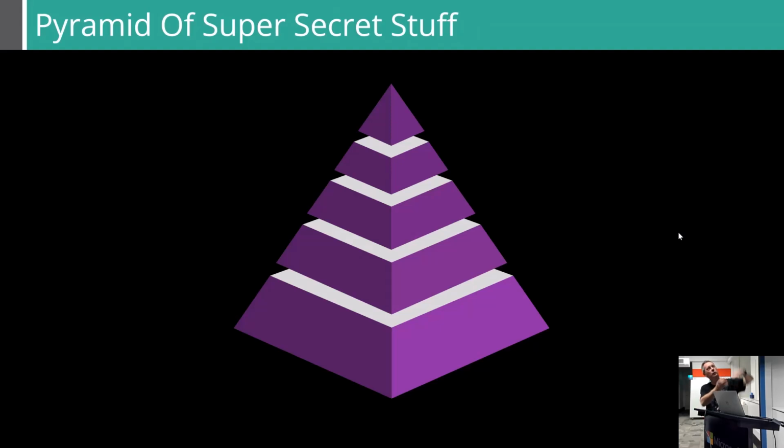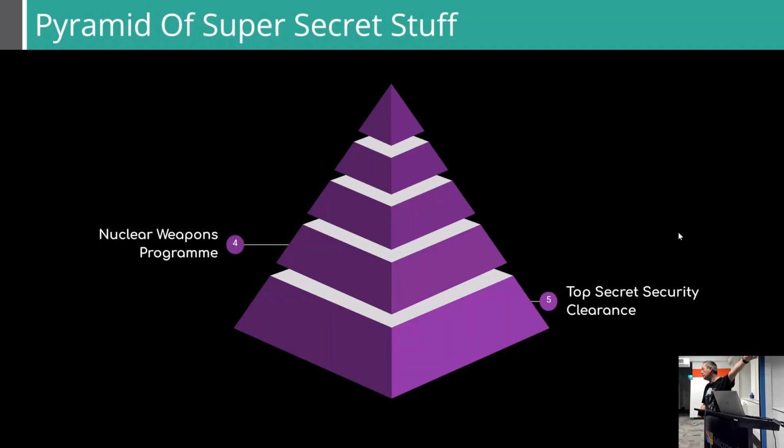So imagine this is the super secret pyramid. At the bottom, we've got top secret security clearance. That's classified military documents, all your confidential company documents. Just above that, the nuclear weapons program, which is secret. Then we've got KFC seasoning. Nobody knows what's in that stuff. If you Google that, there's like a million recipes, but nobody really knows what it is.